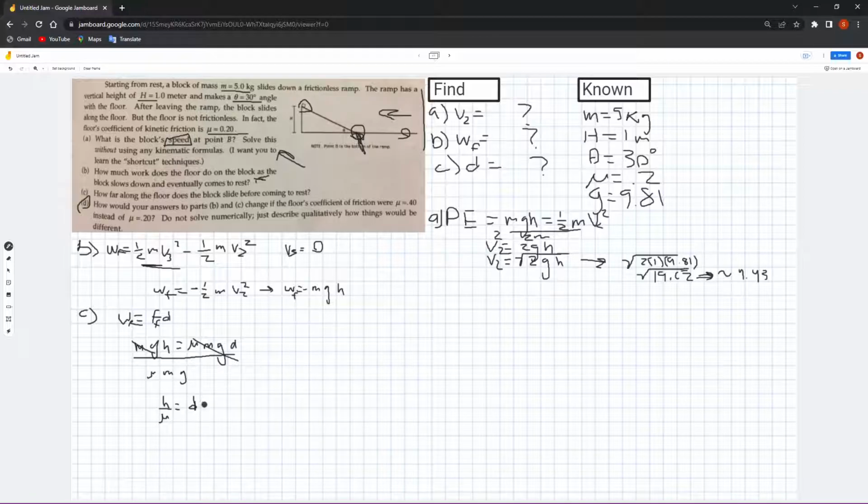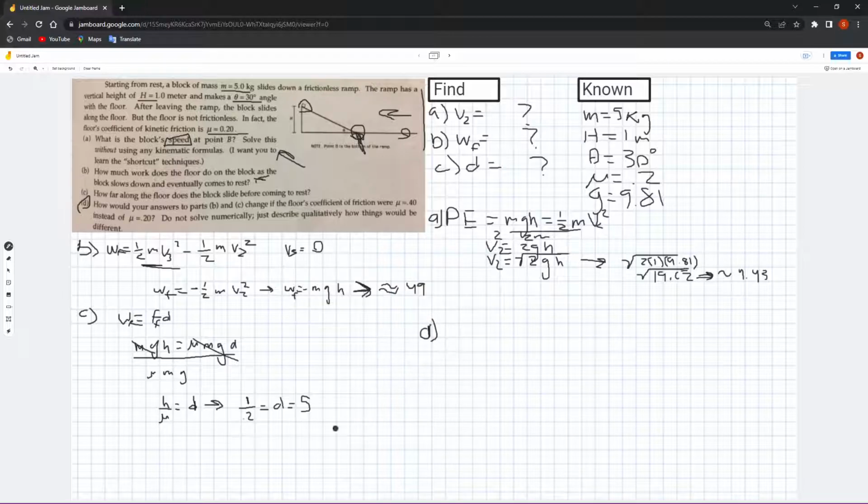Now, if we plug in these numbers, we get height, which is 1, divided by coefficient of friction, which is 0.2, equals distance. So distance equals 5. And then we can go back up here and plug this in if we want to, which will just be m times g, because h is 1, and we'll get roughly 49, I believe.